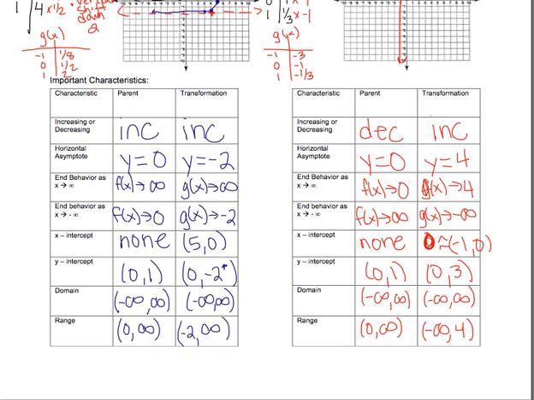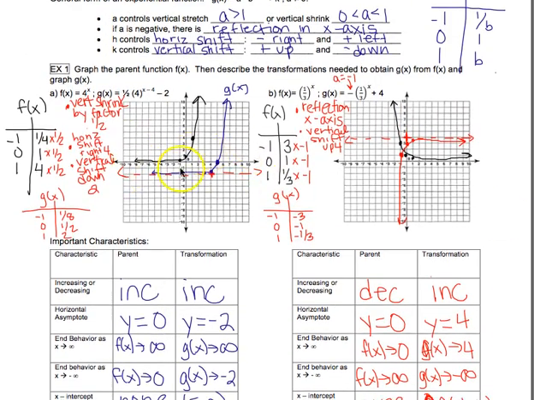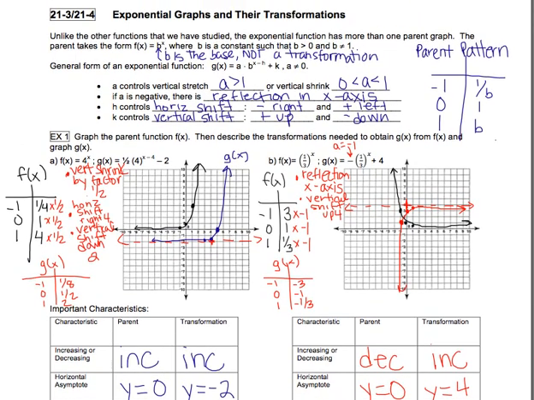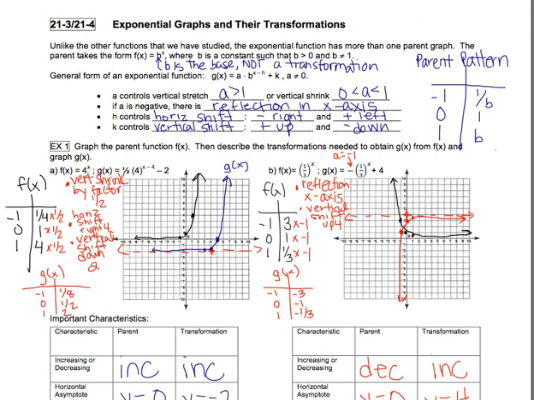All right, so you've got instructions for how to graph and key features to find. Make sure you check in with your teacher for office hours for questions.